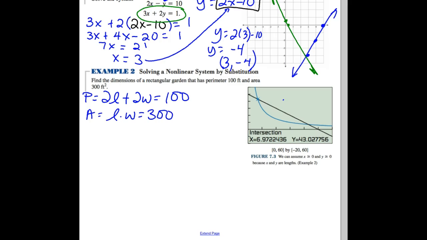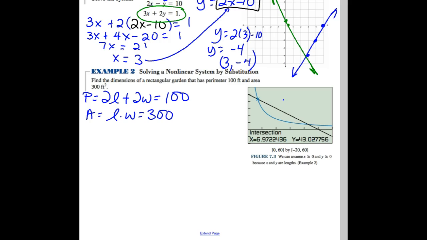Okay, now we're going to do a substitution. You have a couple options. You could take that area formula and solve for L or W. What that would create, though, is a fraction, right? If we solved the area equation for L, we'd have 300 divided by W, and we would be dumping that into the other equation. If you don't want to deal with the fractions, you can start with the perimeter formula and solve for L or W, right?